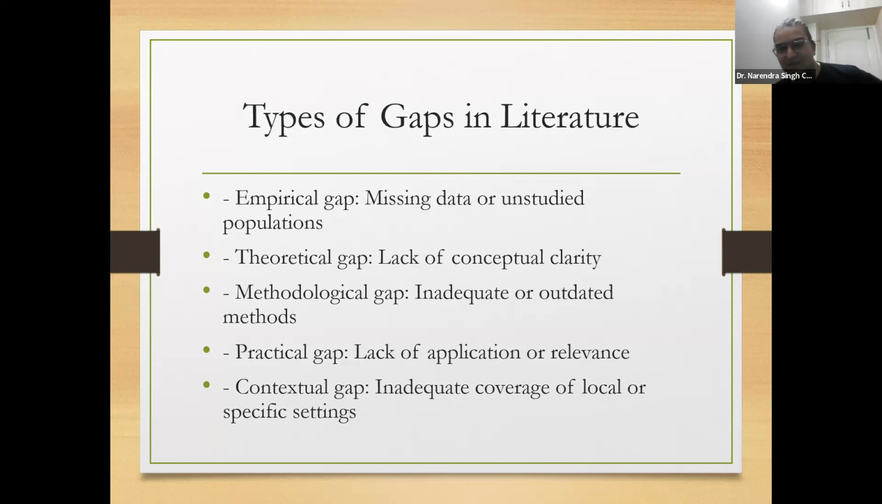Then the third is a practical gap, that is, lack of application or relevance. The past studies have a very limited application part, or they're not that relevant. So how can we make it relevant? Recently we published one paper with my PhD scholar on quiet quitting. So we revised certain things. When we see quiet quitting, is it a new phenomenon or is it going to stay? Whenever I thought about it, yes, quiet quitting is going to stay, right?